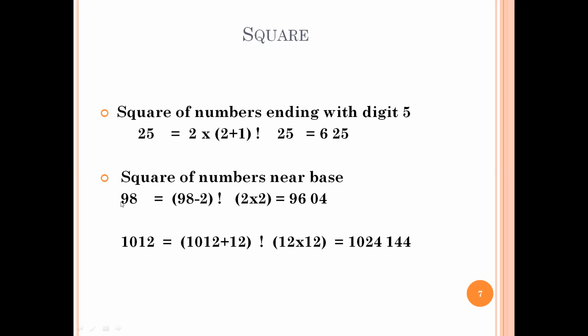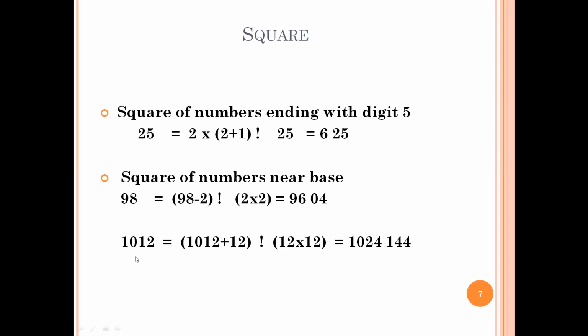Very simple. Just subtract the difference from the number, 98 minus 2, and put that as it is. Calculate the difference, multiply it by itself for the second part, that is 04. Why 04? Because our base is 100, so two digits on the right. That's why I write 04 without changing the value of 4. Clear? Can anyone tell me the square of 97? 9409. Perfect. Well done.